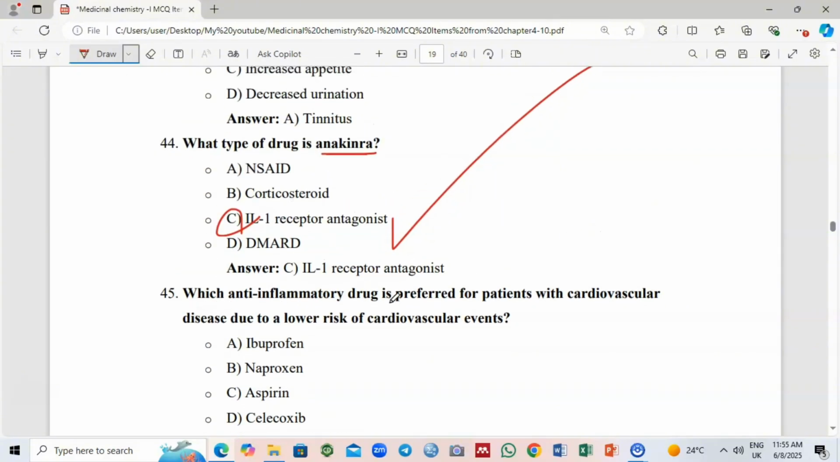Which anti-inflammatory drug is preferred for patients with cardiovascular disease due to the low risk of cardiovascular events? A. Ibuprofen, B. naproxen, C. aspirin, D. celecoxib. All are anti-inflammatory drugs which can be very important in inflammation, but among the given alternatives, the one associated with a low risk of cardiovascular events is naproxen.